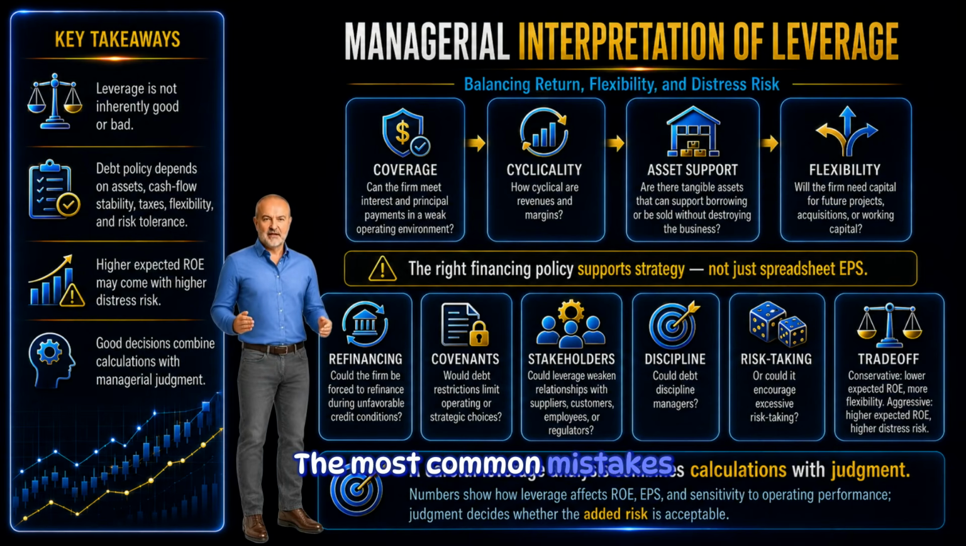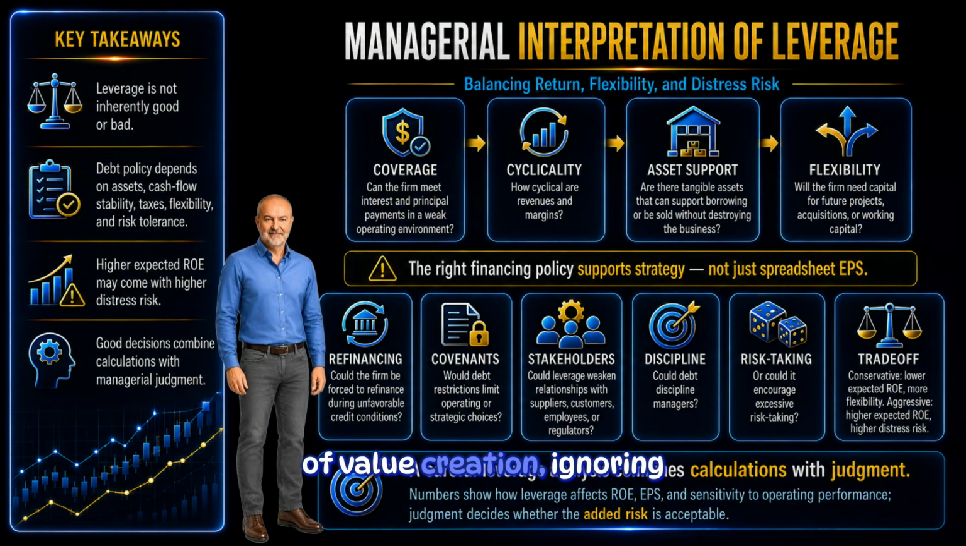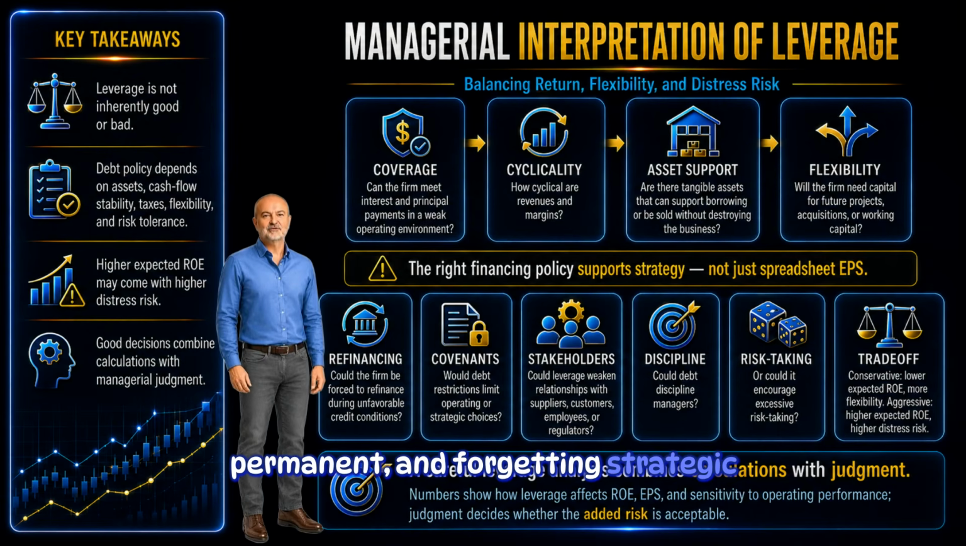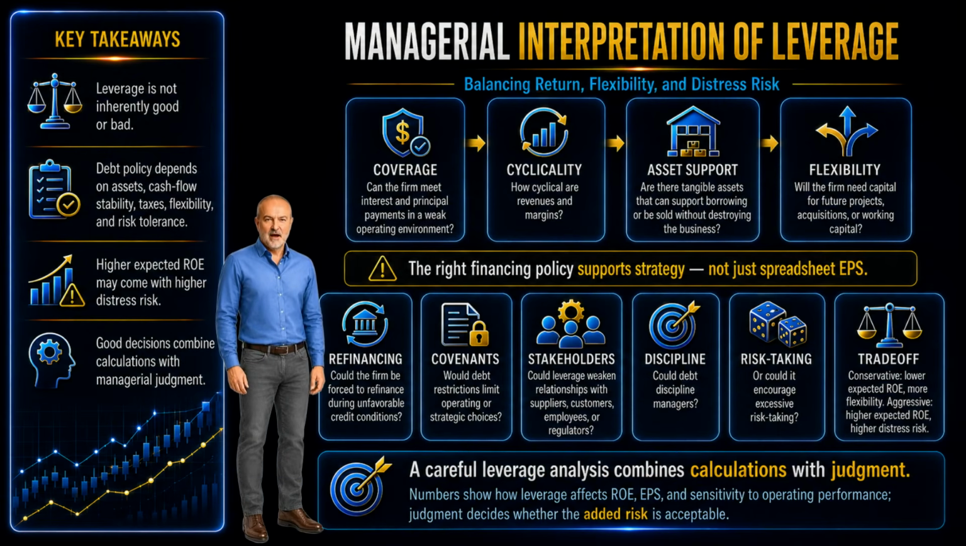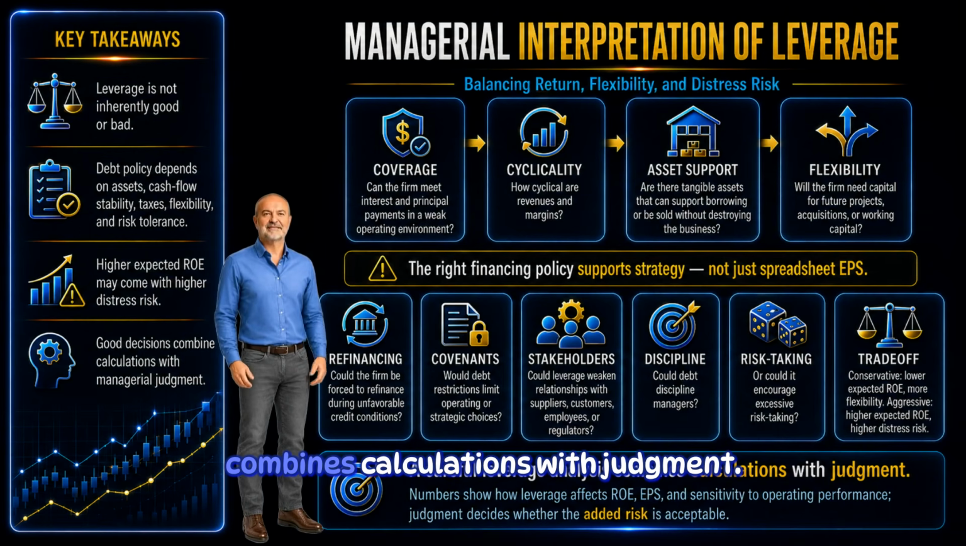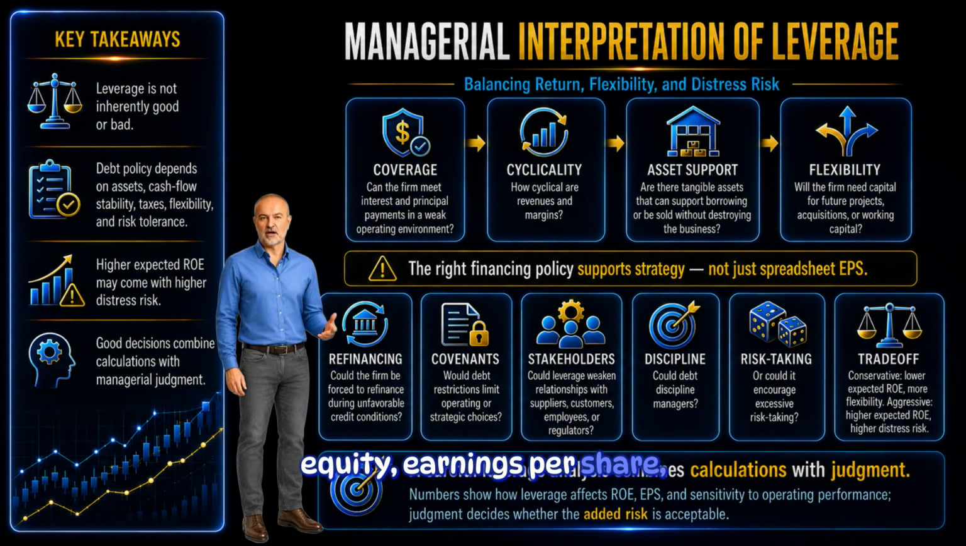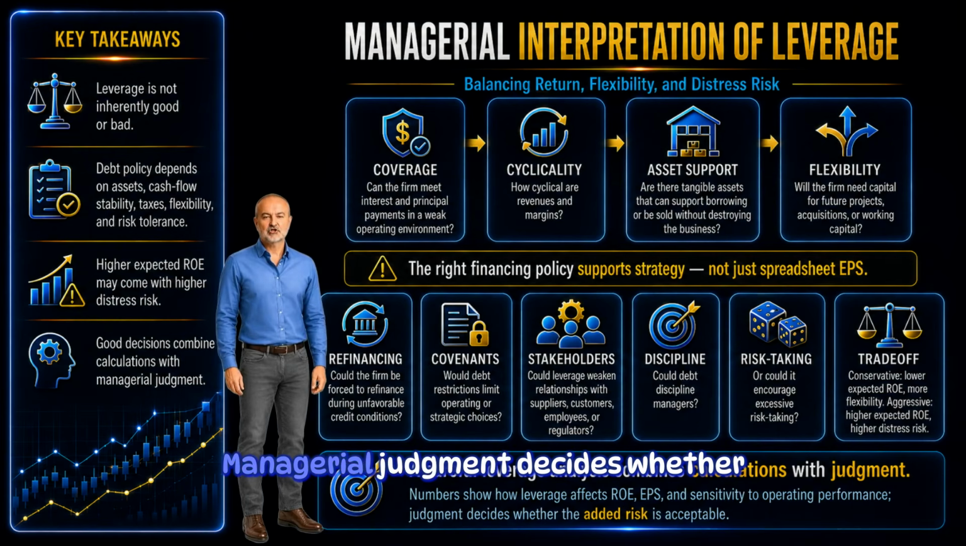The most common mistakes are treating higher earnings per share as proof of value creation, ignoring downside scenarios, confusing business risk with financial risk, assuming debt capacity is permanent, and forgetting strategic flexibility. A careful leverage analysis combines calculations with judgment. The numbers show how leverage changes return on equity, earnings per share, and sensitivity to operating performance. Managerial judgment decides whether the added risk is acceptable.